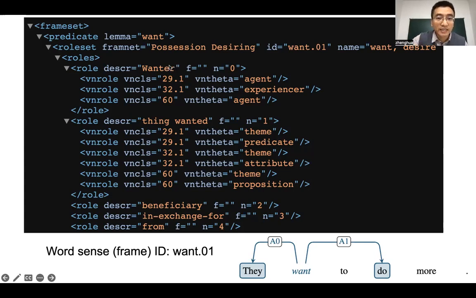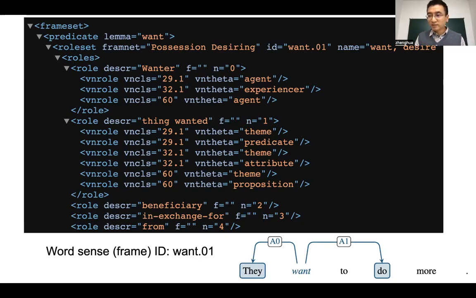Argument zero, under this sense, means the wanter. And it can have three kinds of situations: agent, experiencer, and so on. And argument one means the thing wanted, and it can also have a few different situations. So the frames make the SRL results richer. It contains more information.